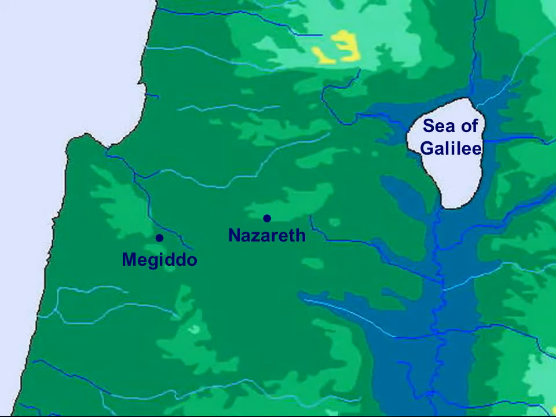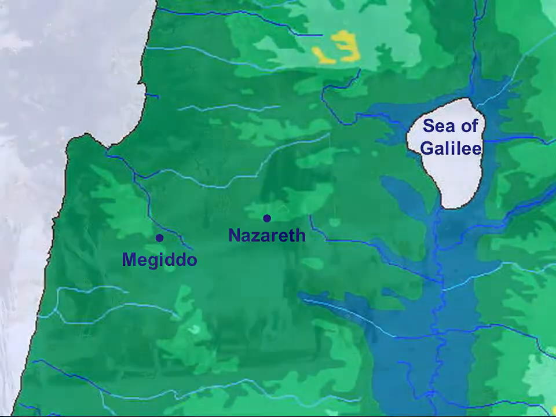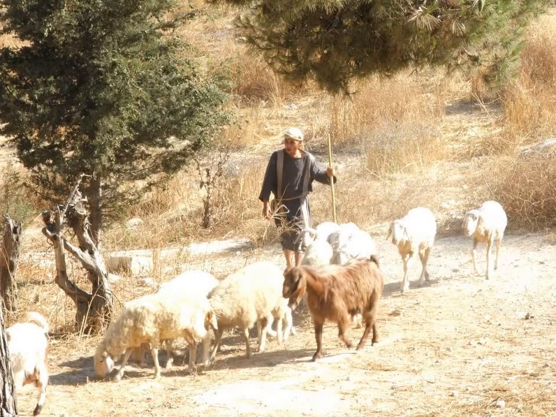Here's a map, looking from Megiddo to Nazareth. This was an agricultural economy: shepherds, sheep, farming.